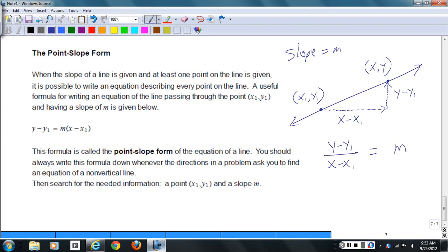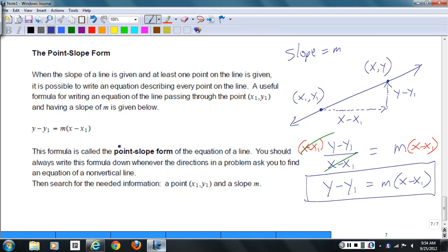Now this would work for an equation of the line going through the point x sub 1, y sub 1, and having a slope of m. But an equation without fractions beats an equation with fractions any day. So to get rid of the fractions, we multiply both sides by x minus x sub 1. When we do that, we get y minus y sub 1 equals m times x minus x sub 1. And this is the point slope form.